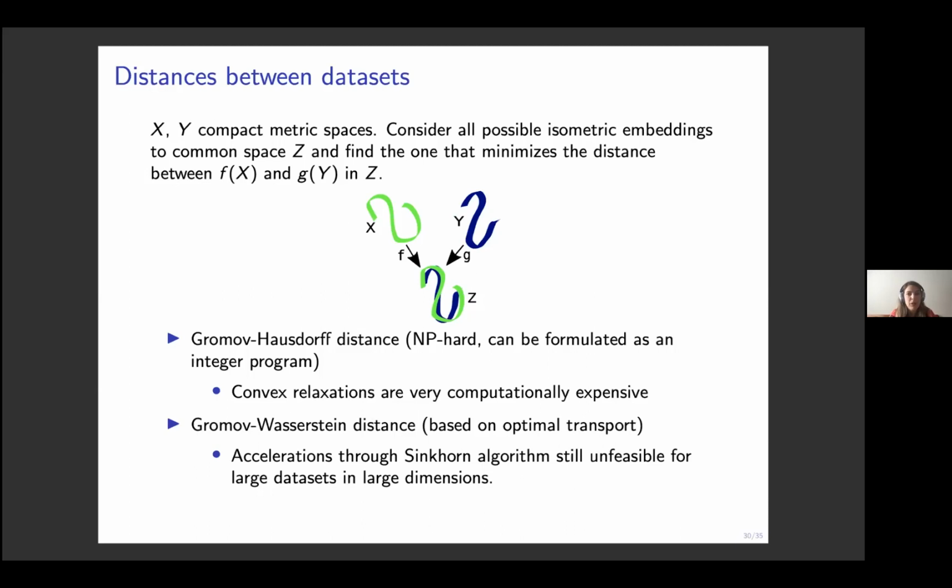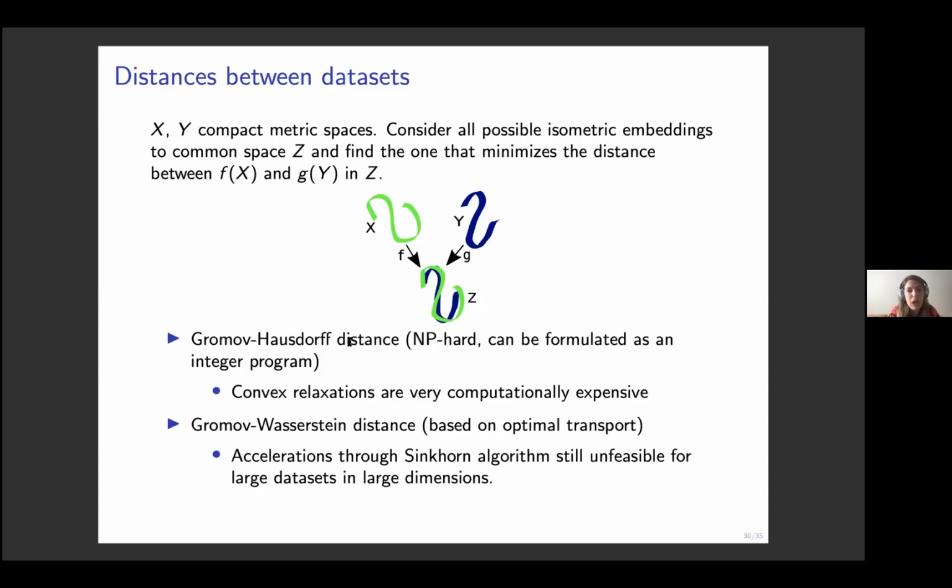Usually what you would need to do is put these two data sets in the same space and measure the distance within the same space. So here, say, you consider all possible isometric embeddings to a common space Z, and then you compute the distance in Z, and you optimize for the embeddings that minimize the distance between f of x and g of y in this common space Z. And the distance that you can use in Z is the Hausdorff distance, or you can use optimal transport.